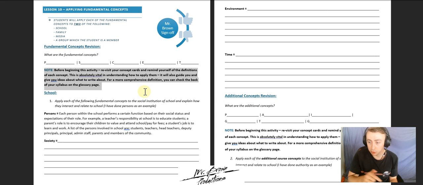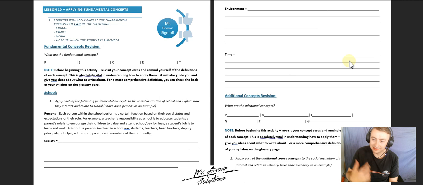When I mark your work for this lesson, I'm going to be looking for the language of the concept definition within the response that you have written. That is going to show me your really deep understanding of that concept, and it's also going to guide you and give you ideas on what you can write about. Again, I really reckon you work with a peer for this lesson. For a really comprehensive definition, you can always check the syllabus glossary, but I think your concept cards are going to be enough for you here, okay?